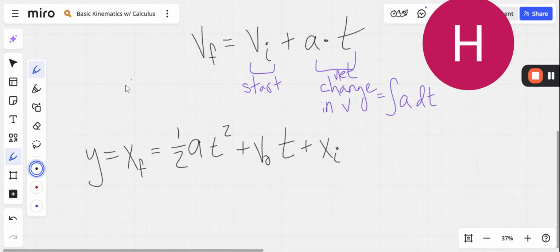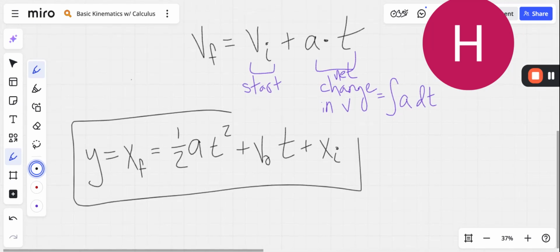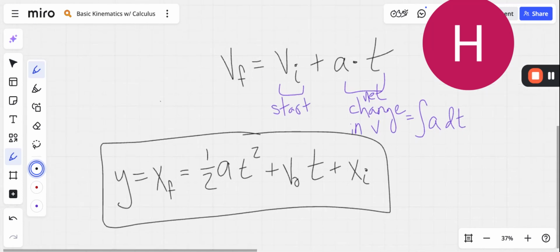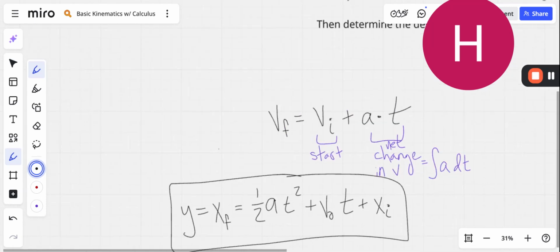So this formula is what we're going to use pretty much every single time, but this formula is a result of taking the integral. So if you're confused about why I brought this up, what I'm saying here is that every time you take an integral of the acceleration, you're going to get the velocity.